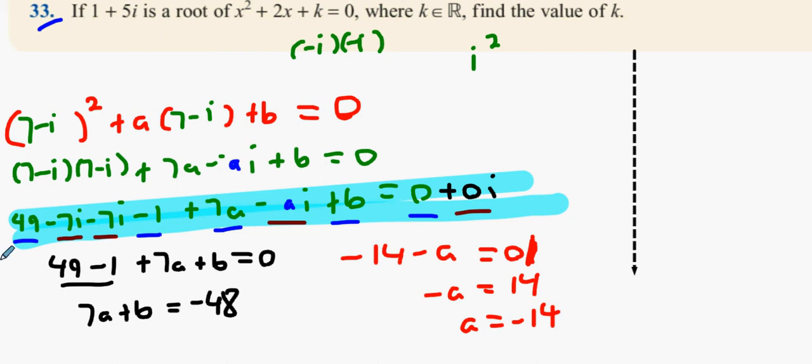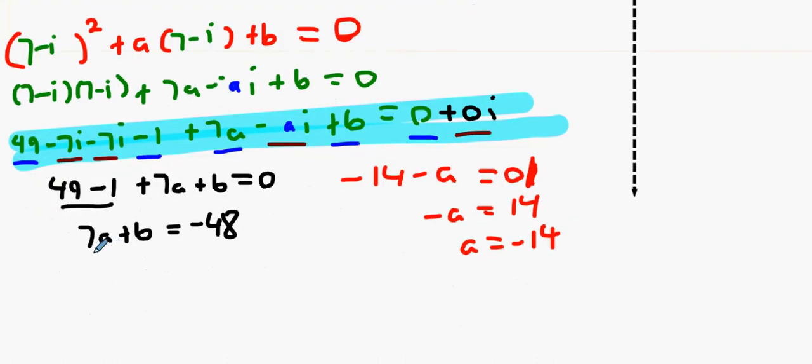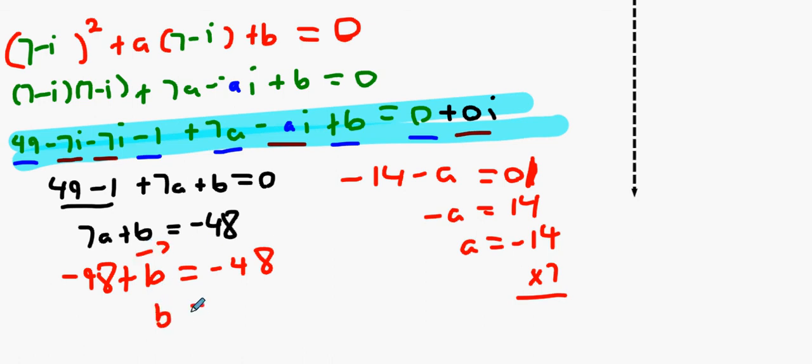Awesome. What can I do over here then? What's 7 times 14? Minus 98. Add the 98 over to your side and what happens? Plus 50. Did anybody get that? Who got it?